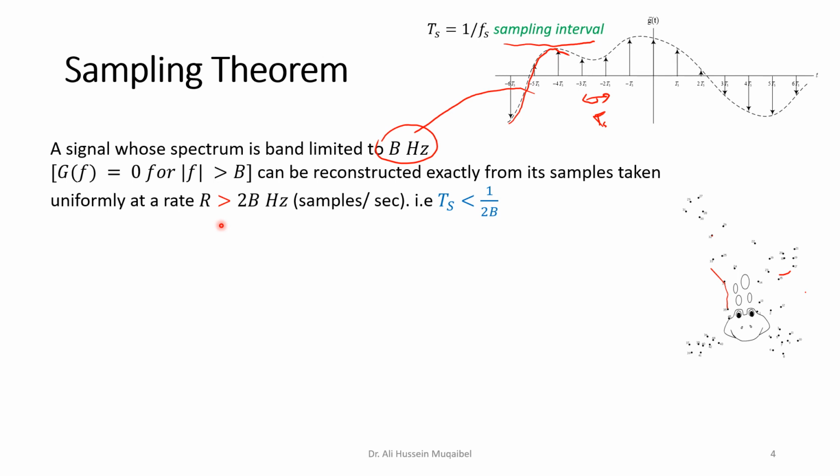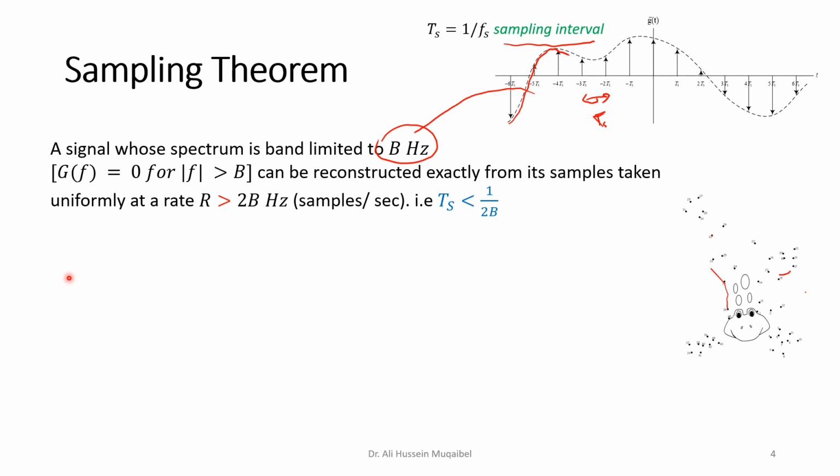Now if the sampling rate R is greater than 2B, then the spacing between the samples, in time, is inversely related to the sampling frequency. So the sampling time must be less than 1 over 2B. Remember that time and frequency are reciprocals here. So TS, or sampling time, should be less than 1 over 2B.